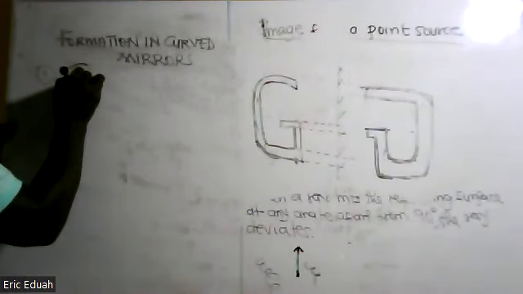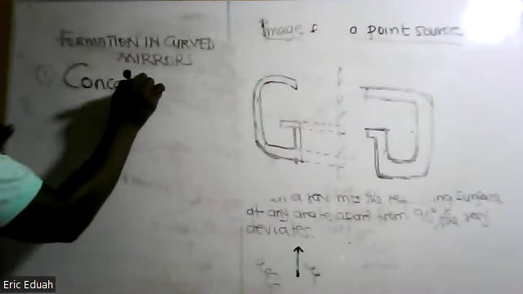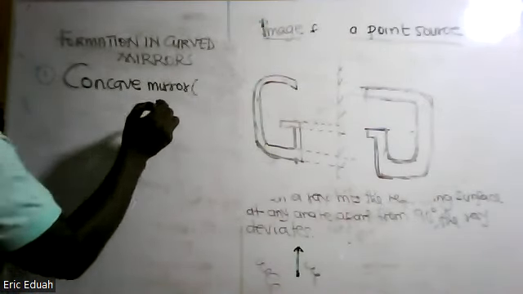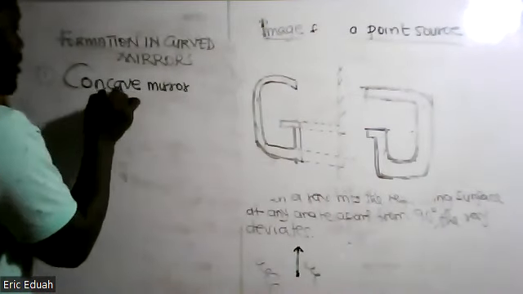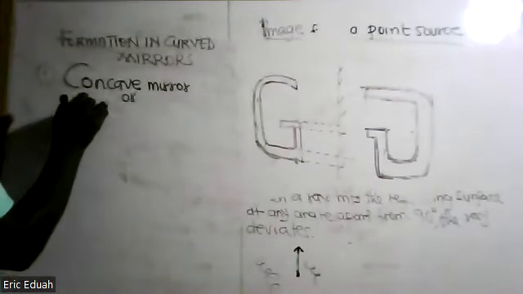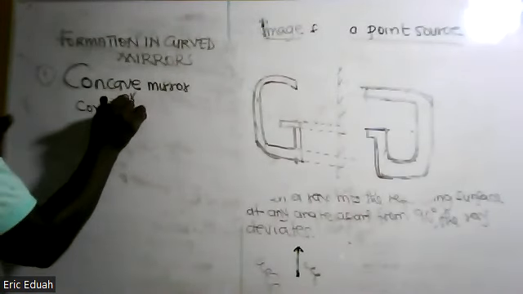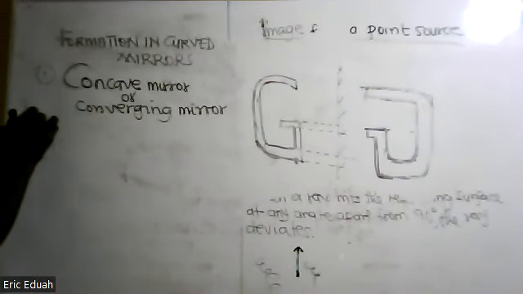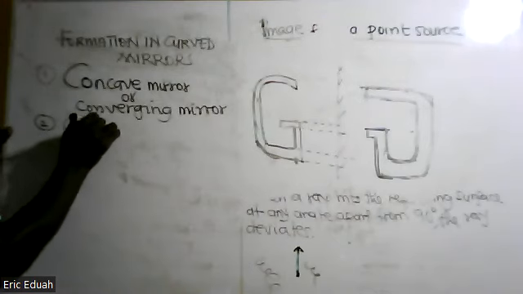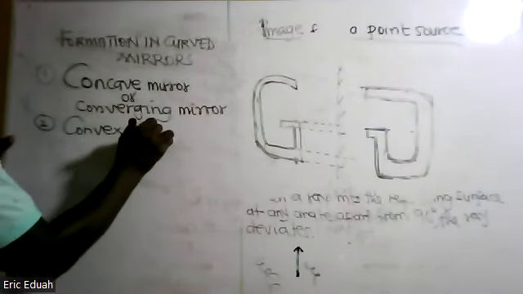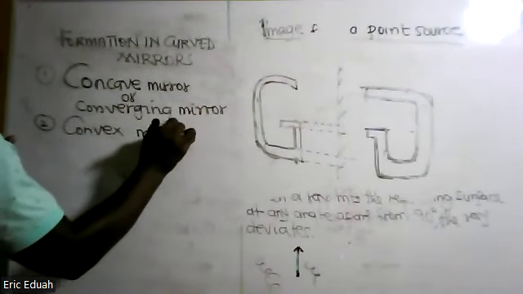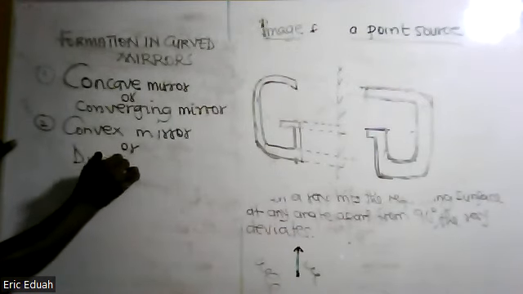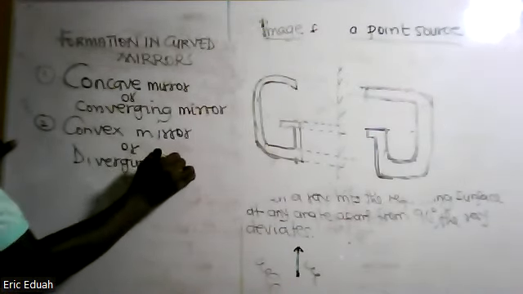We have what we call the concave mirror. This is the concave or convergent mirror. Then two, we have the convex mirror, or what we call the divergent mirror.